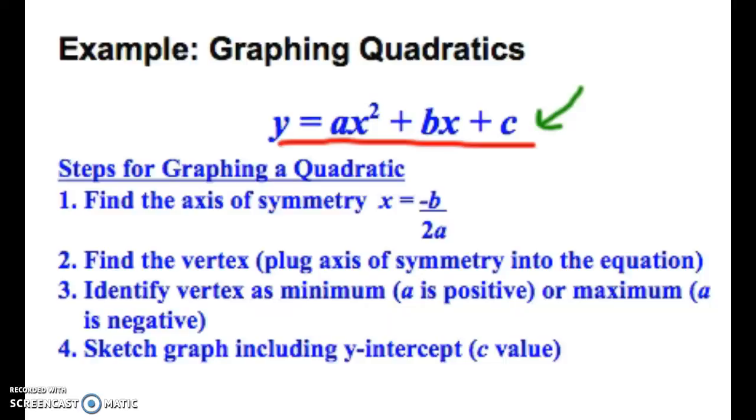It's important to note, number 3, you can figure out if your vertex is a minimum or a maximum. If a is a positive number, the equation will cause the parabola to open up. If a is a negative number, it will cause it to open down. And that will determine if it's a maximum or a minimum. If it opens up, if it's positive, it ends up being a minimum. If it opens down, then your vertex ends up being a maximum.